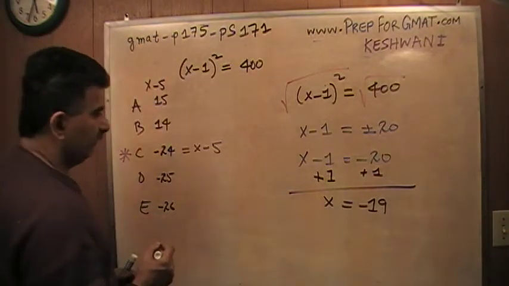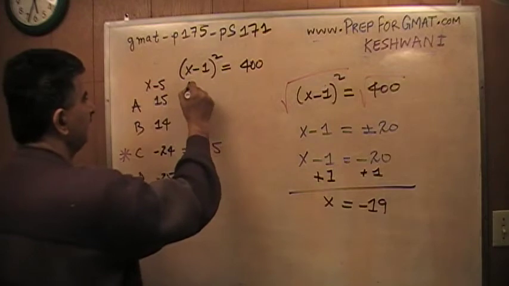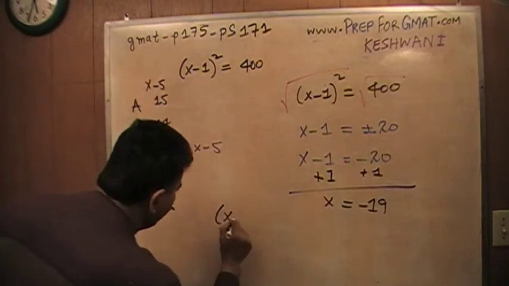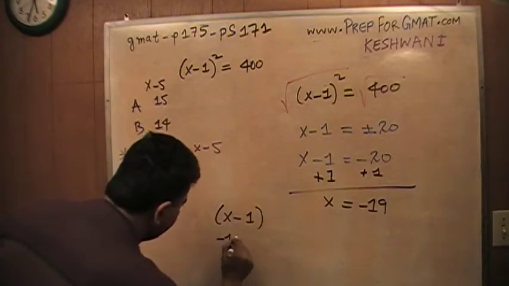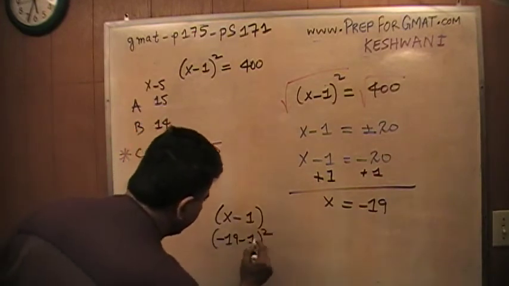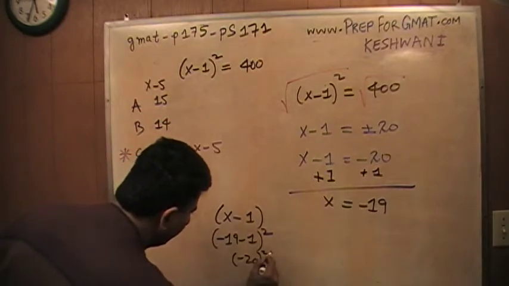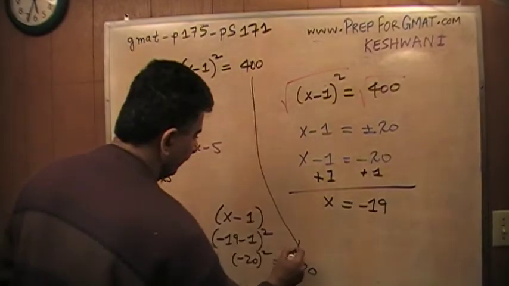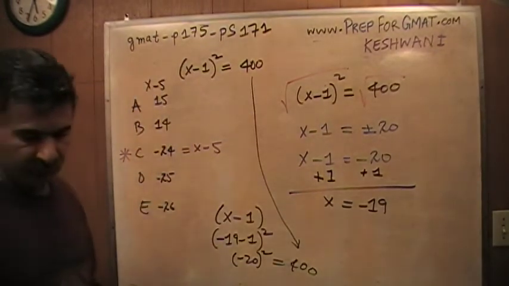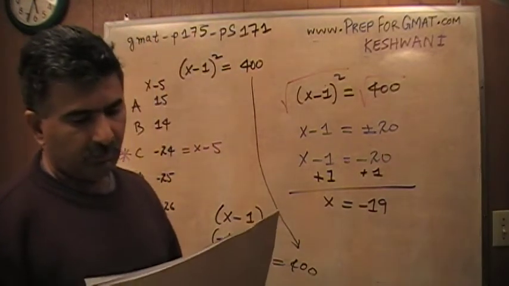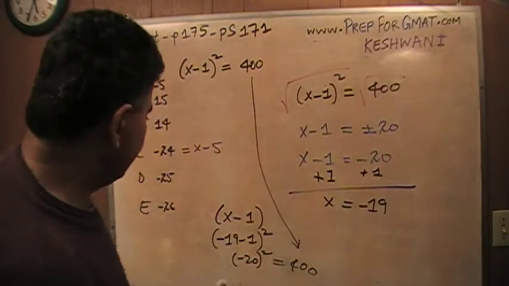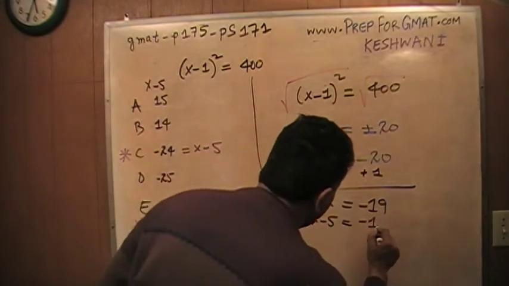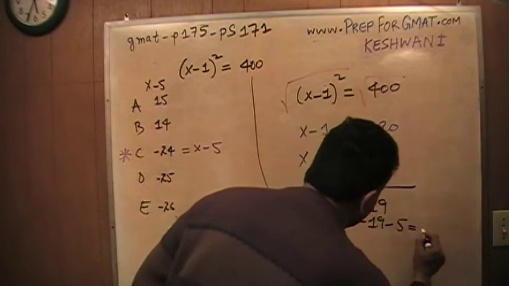And if we go back and put negative 19 into our equation here, negative 19 minus 1 squared becomes negative 20 squared, and that does equal 400 as we are told. You see? So negative 19. The question simply was, what could be the value of x minus 5? So we're still not done here. That's the x. X is negative 19. So therefore x minus 5 would be negative 19 minus 5, which is negative 24.